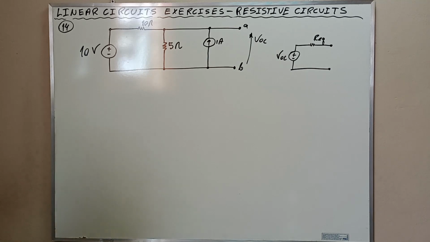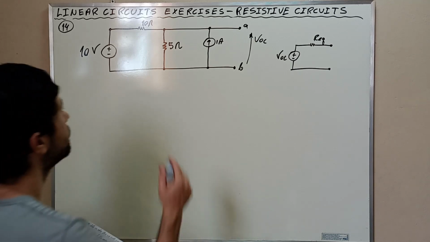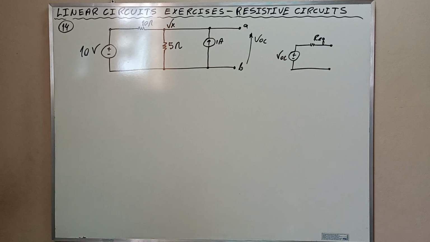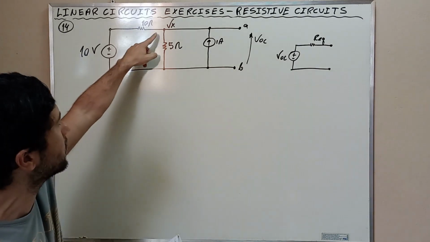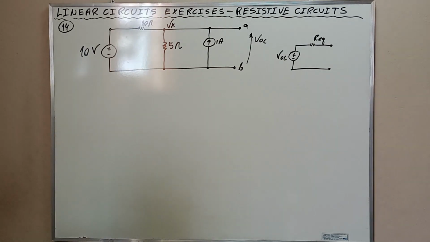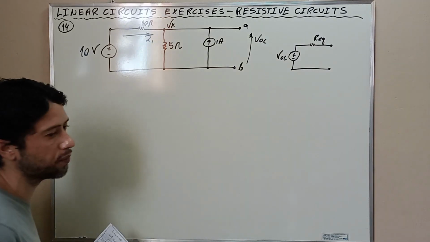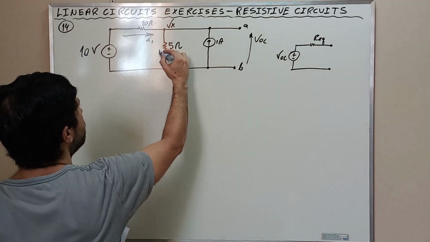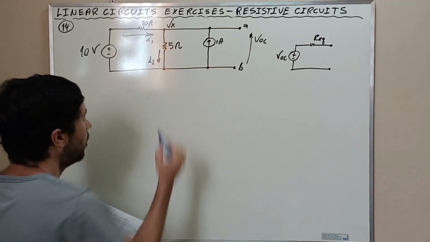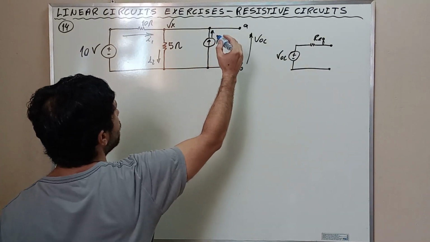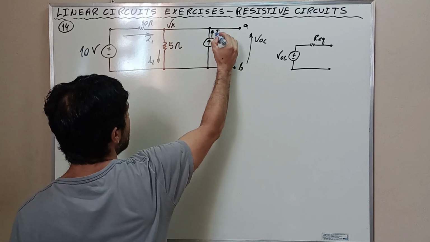To help us solve this, we'll use a voltage Vx here. Firstly, we find the open circuit voltage. For the node Vx, there is a current entering, which I'm going to call I1. There is a current leaving this node, which I'm going to call I2. And there is this current here that also enters the node, and I'm calling it I3.